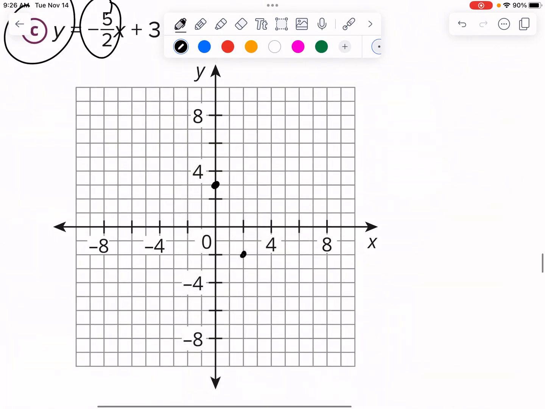Let's continue it. 1, 2, 3, 4, 5, right 2. Let's also go in the opposite direction. Up 1, 2, 3, 4, 5, left 2. Right, should be right here next to that 8. Okay, let's connect them. Drawing arrowheads on each endpoint.